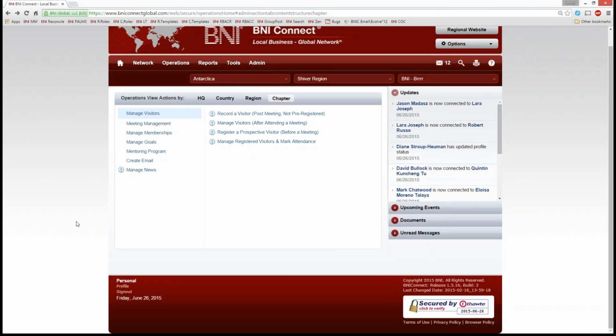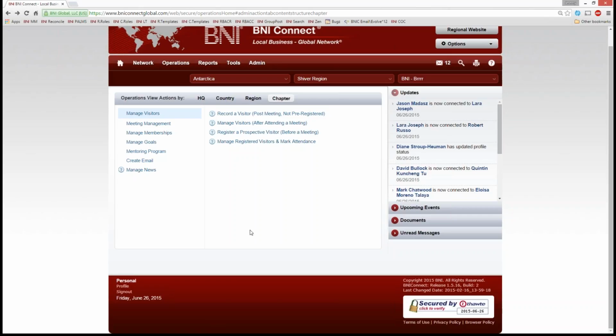So after you've sent an invitation, a couple of other things that you can do with the operations menu in regards to visitors. So now we're back up at this manage visitors, and you'll notice there's a couple of different options in here under manage visitors. We have a couple of things for after the meeting, recording a visitor and managing your visitor's database. There's also registering a prospective visitor and managing registered visitors.